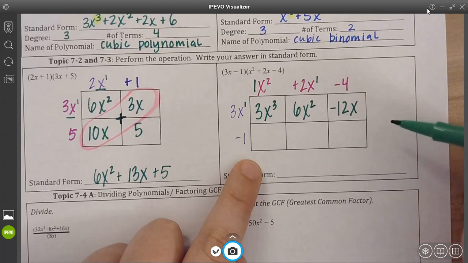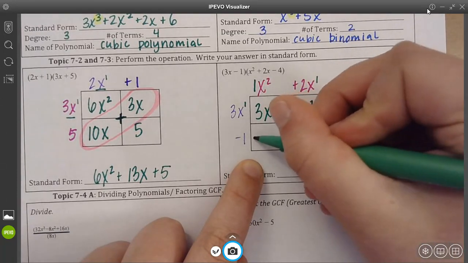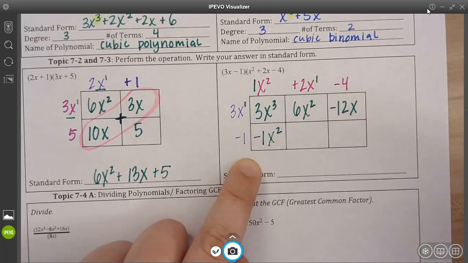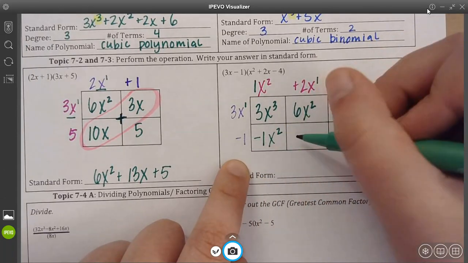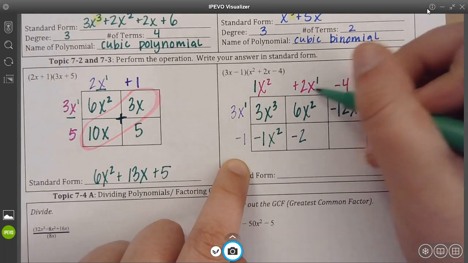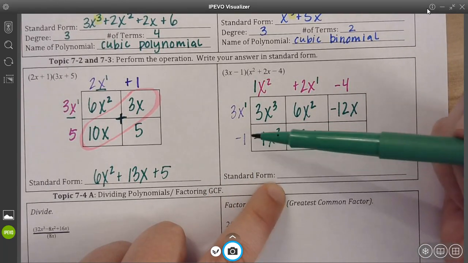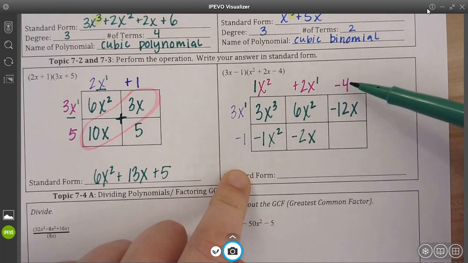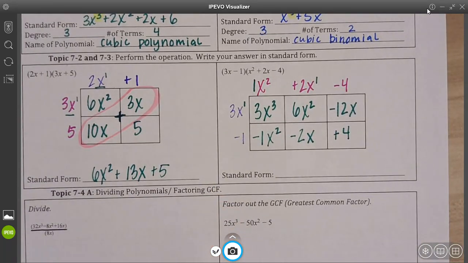Our next row that we can do, 1 times negative 1 is negative 1, and the x squared doesn't have anything to multiply by, so it just comes down and joins the negative 1. 2 times negative 1 is negative 2. The x doesn't have anything to multiply by, so it just comes down and joins the negative 2. And then last but not least, negative 1 times negative 4. Remember, a negative times a negative is going to result in a positive 4.